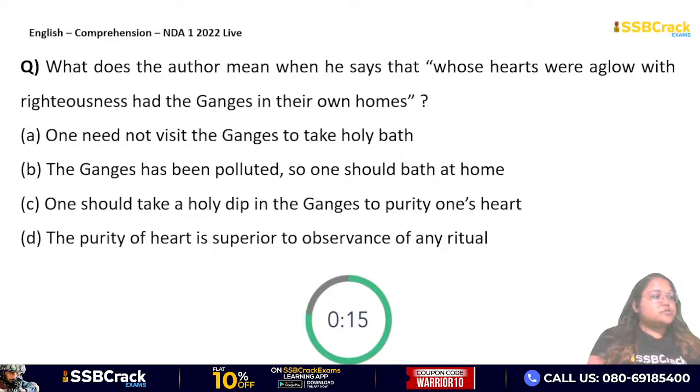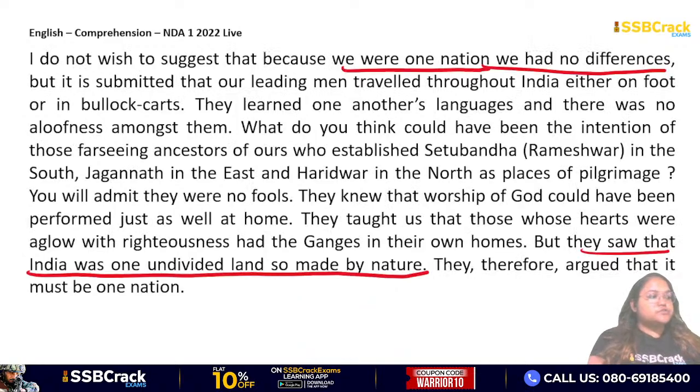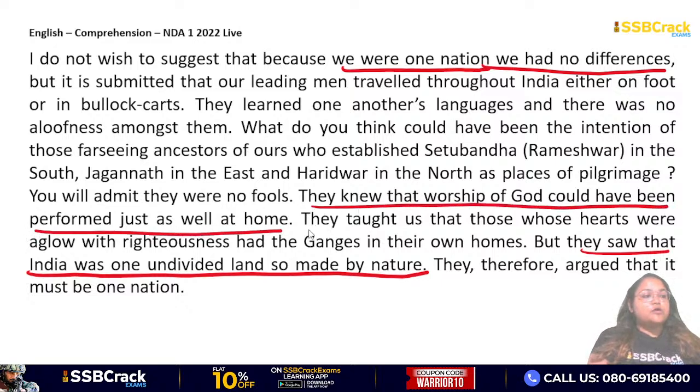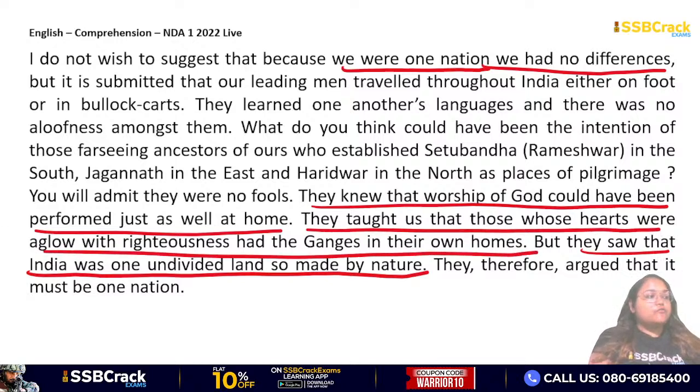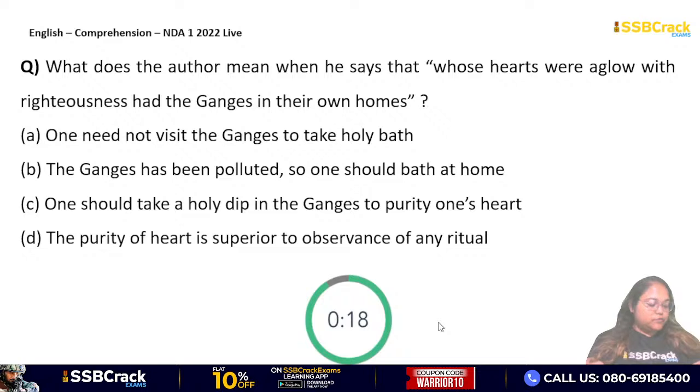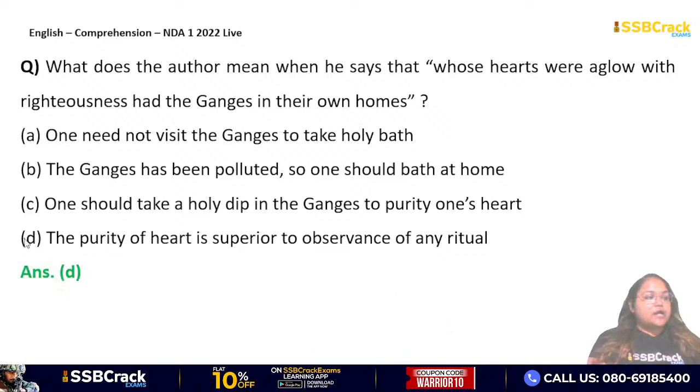So I can show you the sentence in the passage. It's written that they knew that worship of God could have been performed just as well at home. They taught us that those whose hearts were aglow with righteousness had the Ganges in their own homes. So what do you think the author wanted to mean by it? Very good, Shaurya. Absolutely. That purity of heart is the utmost thing to consider, not even bathing in Ganges. If you are pure and completely innocent, completely, very righteous in your heart, then you need not go to the Ganges. The Ganges will flow in your own home, right? So option D will be your correct answer.